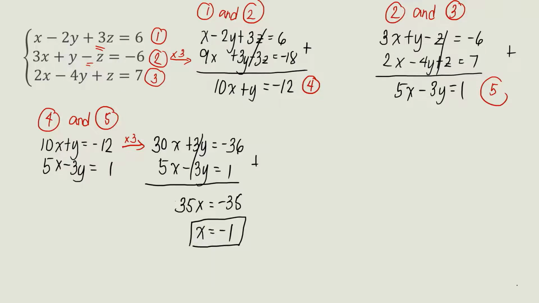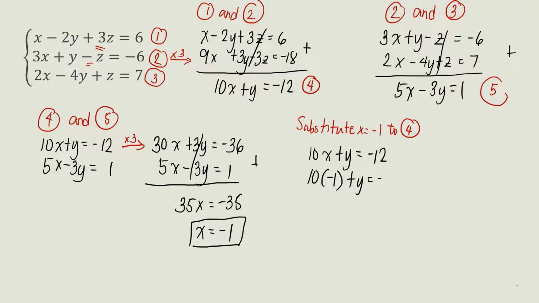So substitute x is equal to -1 to equation 4. Okay, so let's copy equation 4. So this is 10x plus y is equal to -12. Now again, substitute x is equal to negative 1 to x. So plug in negative 1 to your x there. Plus y is equal to negative 12.